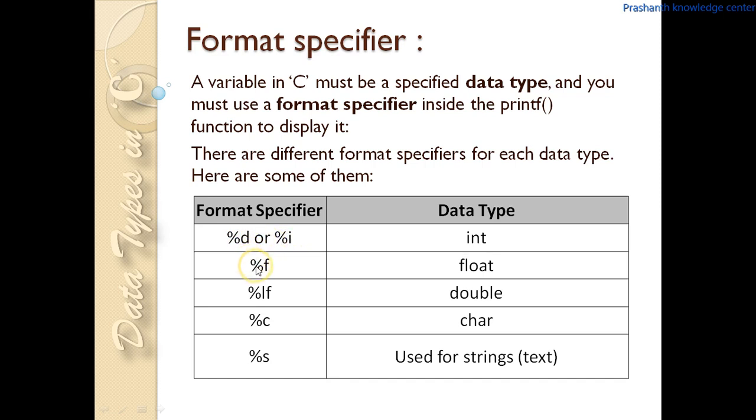If you are using a float, a decimal point number, then you will use %f. This you will write in the printf function. In the printf function, you will specify these format specifiers. How we write that, we'll see the syntax later in a program. And for a double, you will use %lf. For a character, %c. And for strings, you will use %s. Regarding strings, we'll see what a string is in later classes. Actually, a string is text that we give in the program.